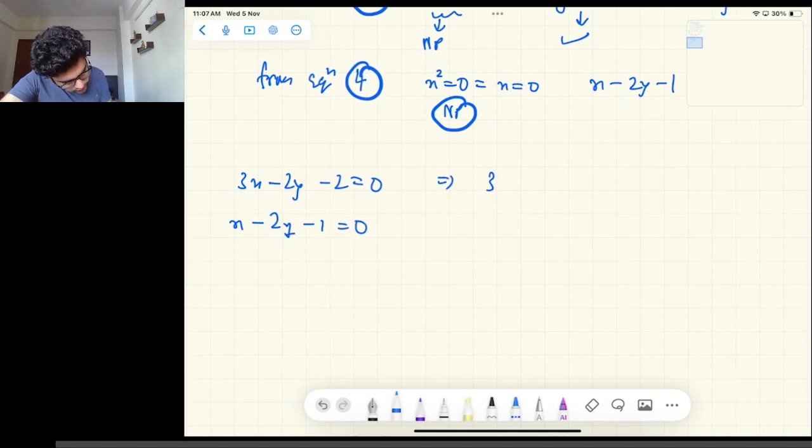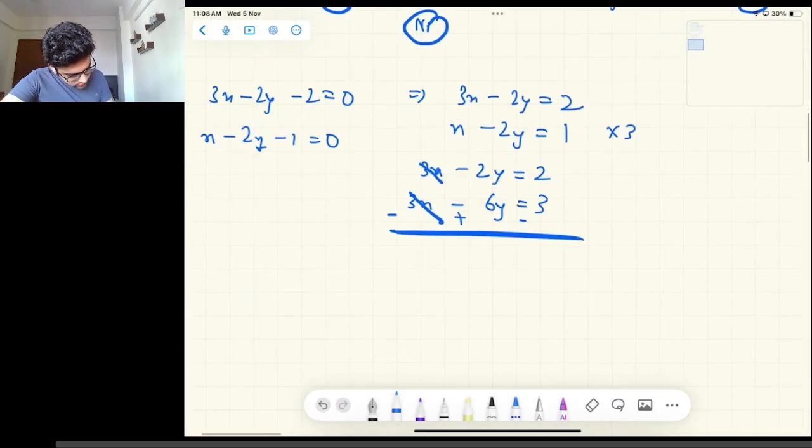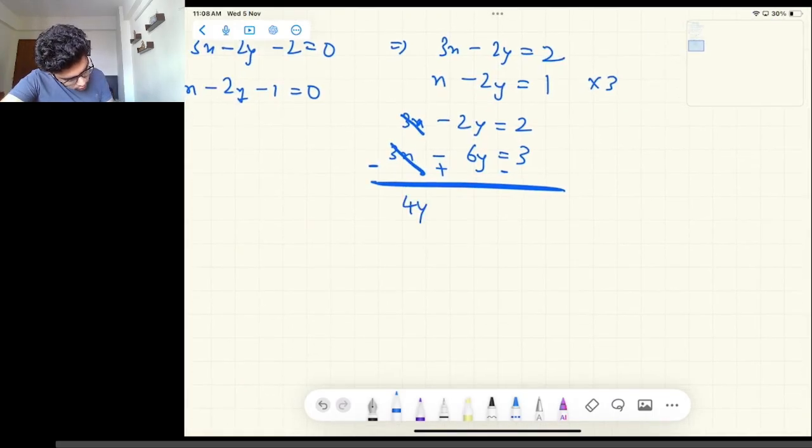So this becomes 3x minus 2y equals 2, x minus 2y equals 1, and I'll multiply this second equation by 3. So this will give me 3x minus 2y is equal to 2, 3x minus 6y is equal to 3, subtracting this. So this will get cancelled. This will give me 4y equals minus 1, y is equal to minus 1 by 4.